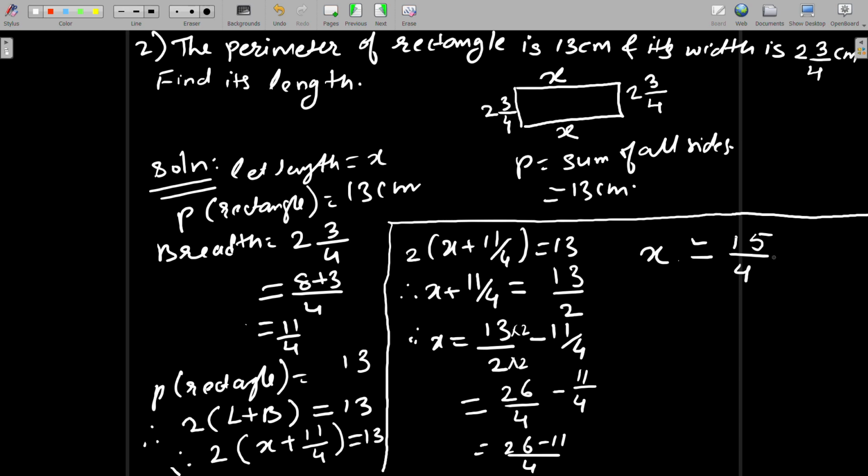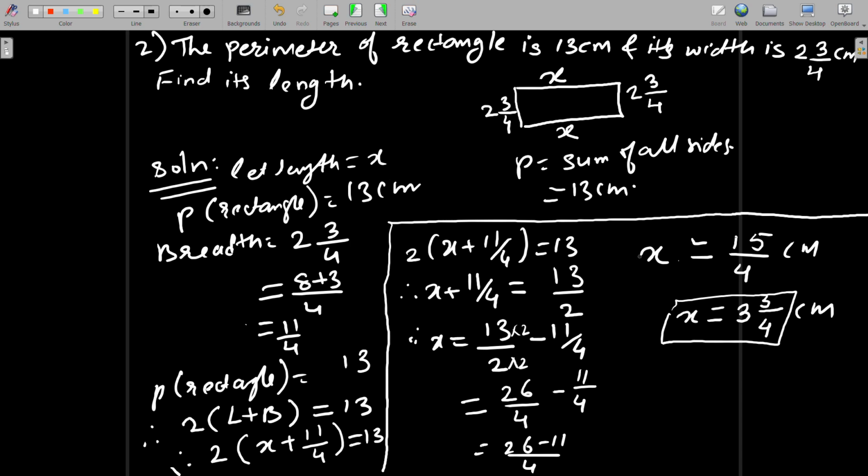If you want to write this as a mixed fraction, how can we write it? You can keep it as it is, or if you want to write it, then just see, 4 3s are 12, 12 plus 3 is 15. So this can also be written as 3 3 by 4. Now 4 3s are 12, 12 plus 3 is 15, 15 by 4. So it is the same. So the value of x is how much now? That is nothing but the length of the rectangle is 15 by 4 centimeter, or 3 3 by 4 centimeter.